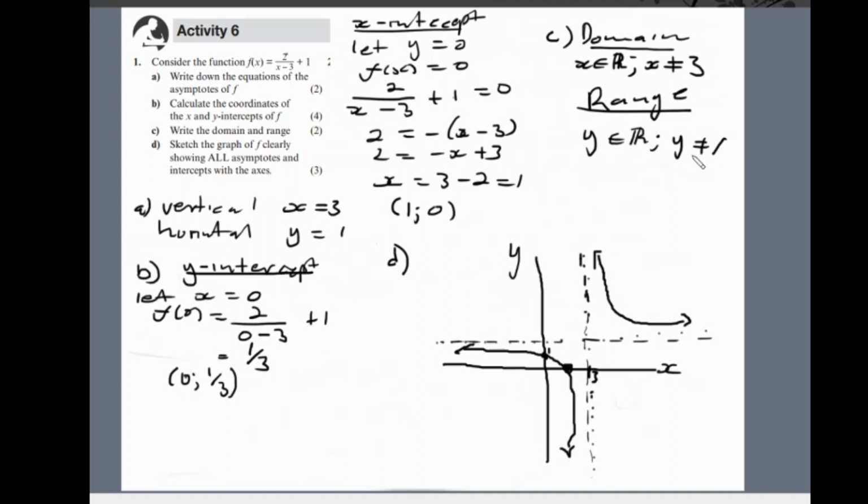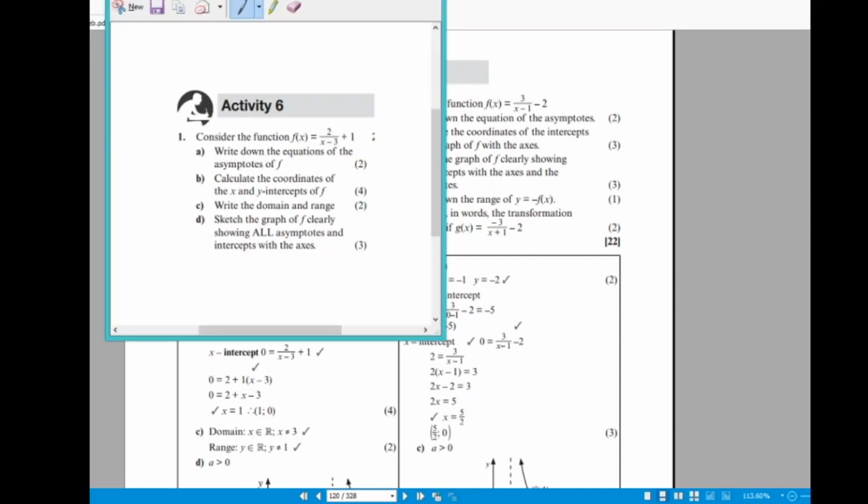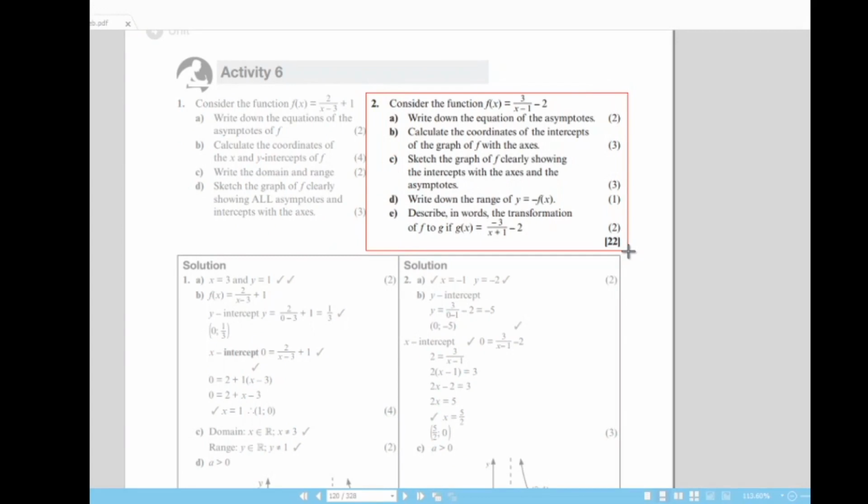Did you see how quick that was? I didn't need to plot points by drawing a table, going to my calculator, substituting x and getting y. As long as you have the critical points, which are the x and y intercepts, and your asymptotes, you will be able to draw a quick sketch of a hyperbolic function. Right, now let's go to question 2.